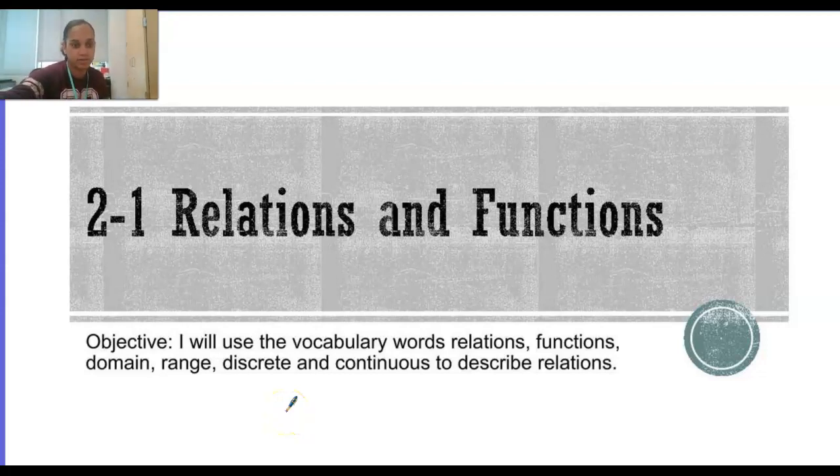Hi guys, today we're going to talk about section 2-1, relations and functions. Our objective is to use new vocabulary words: relation, functions, domain, range, discrete, continuous. We're going to use all those words to describe relations. Let's get started.